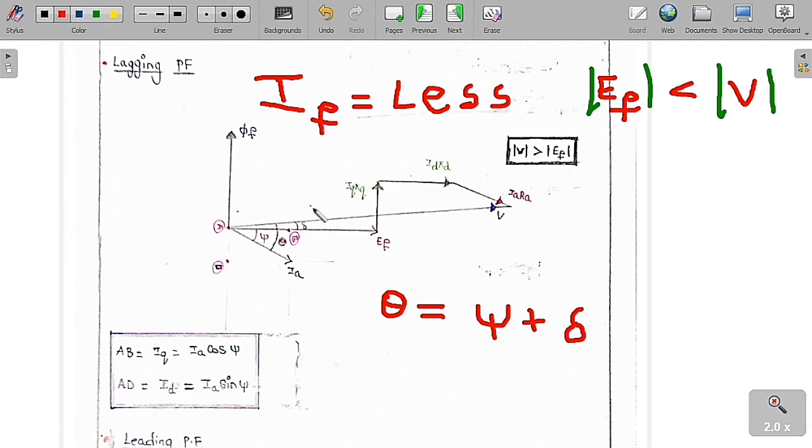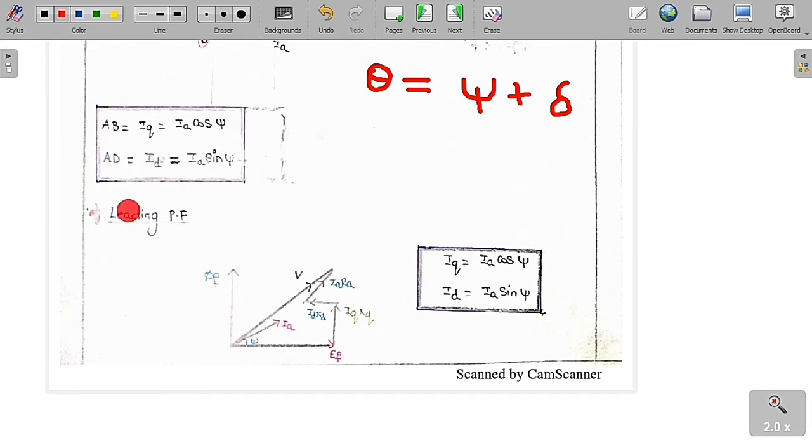So this is for the lagging power factor range. For leading power factor, EF is always greater than V. Therefore it is going to operate in the over-excited mode. If you draw the phasor diagram, leading means the current IA is going to lead the EF. Then the angle between the EF and IA is called psi. You can see clearly here it is psi.